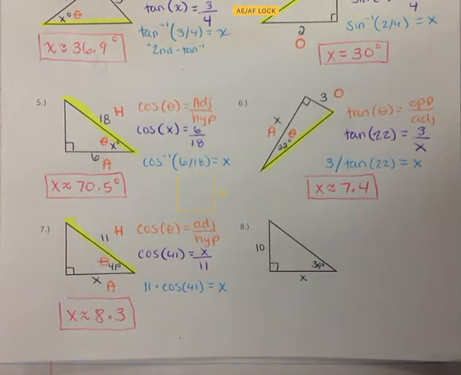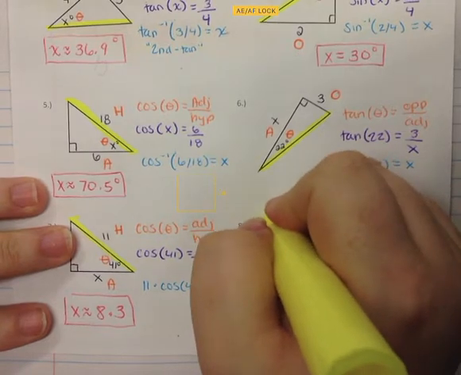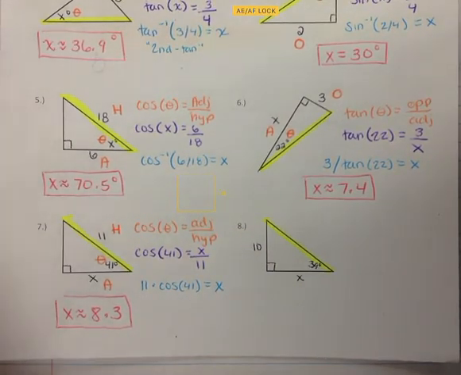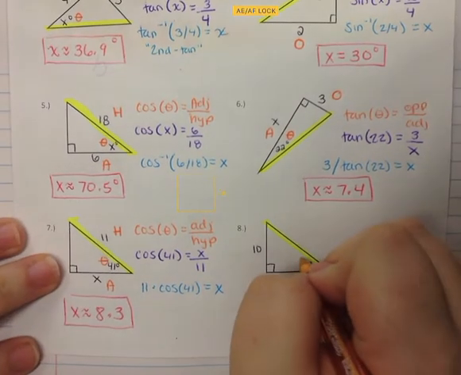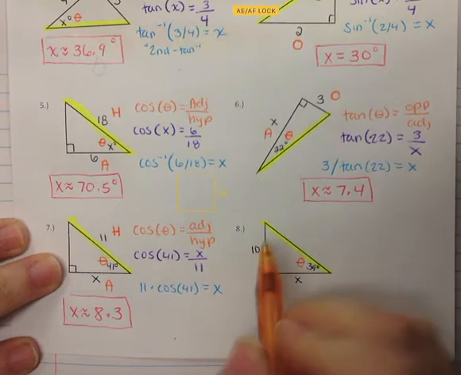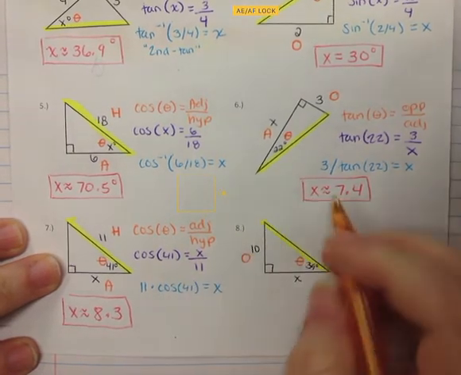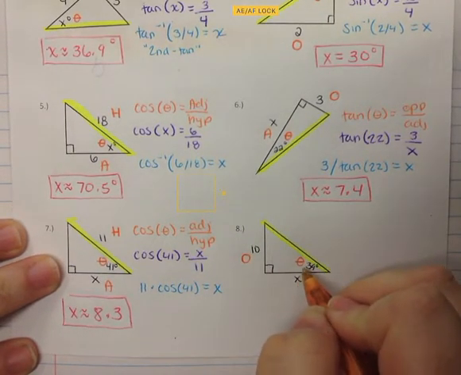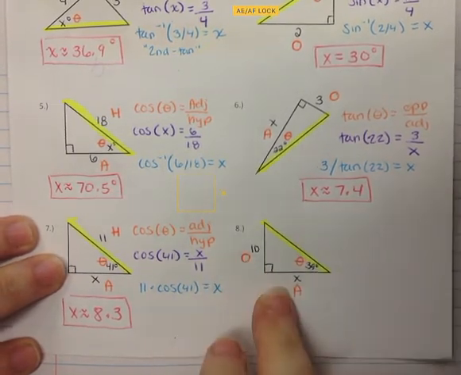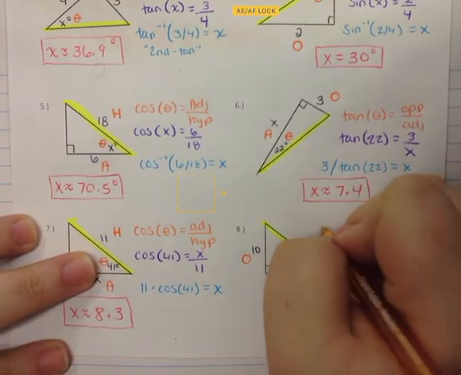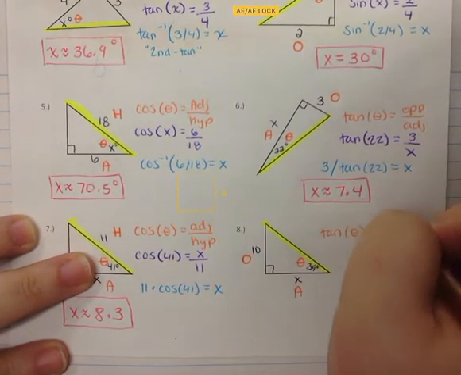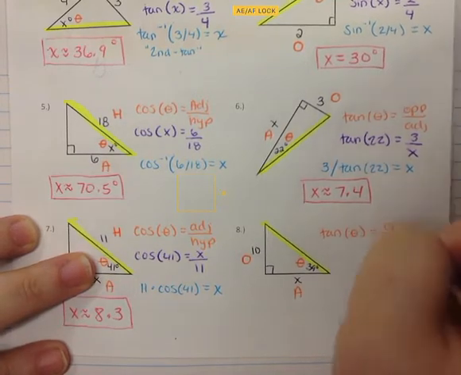Number 8, we're going to highlight the hypotenuse, so across from the right angle. Now we're going to label the triangle. Theta is at 39 degrees. The 10 is across the triangle, so that's our opposite. The x is directly attached to it, but it's not highlighted. That's your A, your adjacent. So O and A, that's tangent. So tangent of theta is equal to opposite over adjacent.